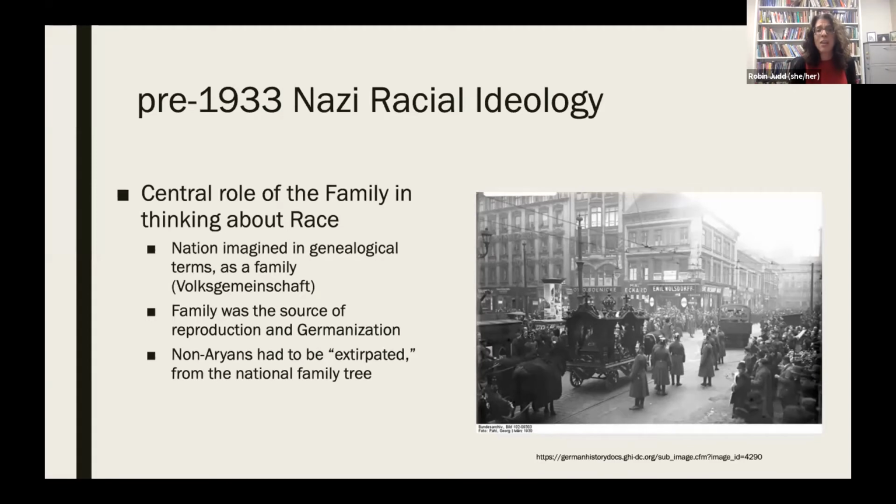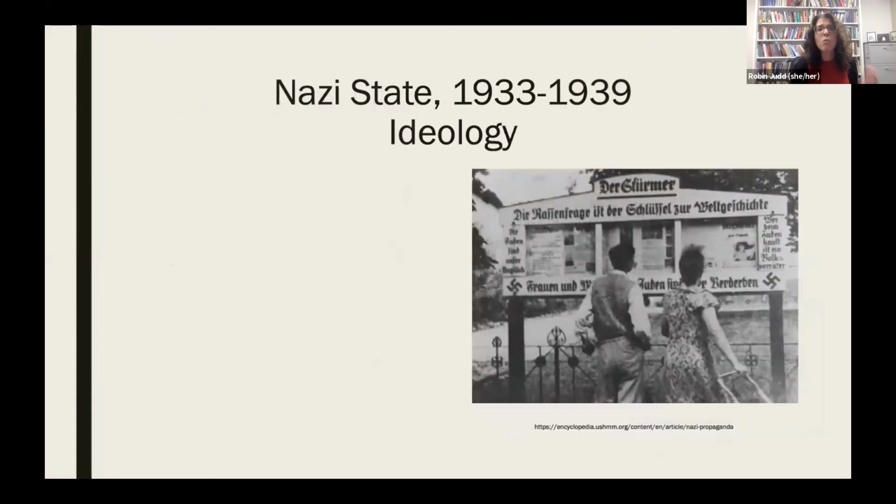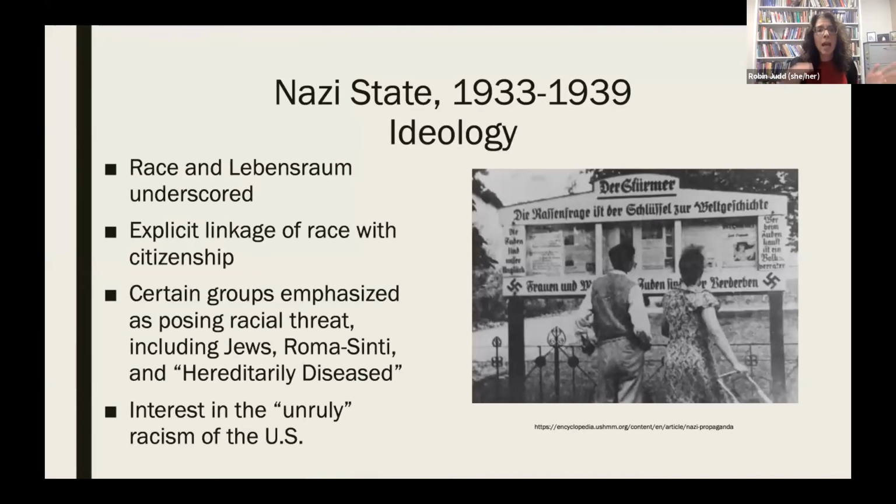They have to be taken from the national family tree, root and branch. And so if that's our foundation, then between 33 and 39, we see it built upon, right? In 33 to 39, we see the notion of living space, Lebensraum, being intricately connected to race. There's an explicit linkage of race with citizenship, that one can only be a citizen if one is of Germanic or kindred blood, that there are certain groups that pose a racial threat to this revitalized state.